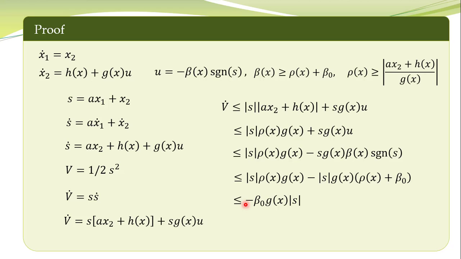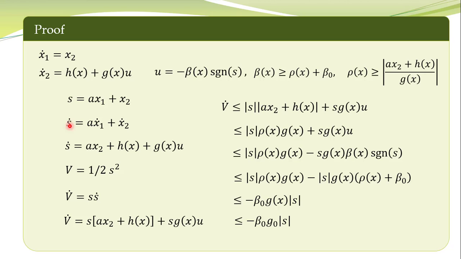And what about g of x? We have assumed that this is always positive and it is greater than a positive constant g naught. So therefore we have this expression: V dot is less than or equal to this expression, where beta naught is positive, g naught is positive, and the absolute value of any function is always positive. So what is the conclusion? V dot is negative definite. And what does that mean? This s will asymptotically converge to the equilibrium point at the origin.